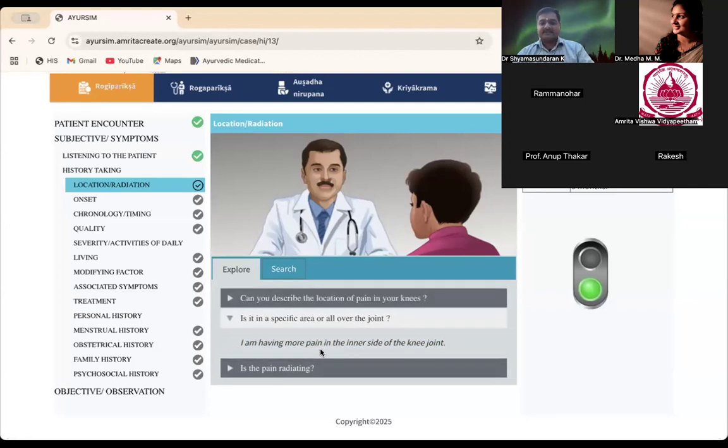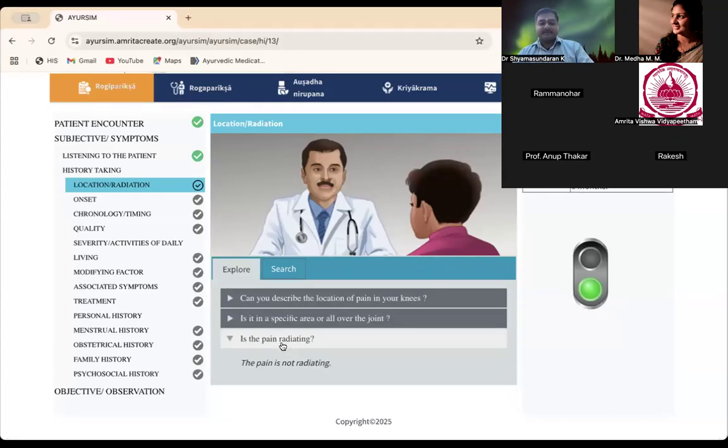And then the next question is, is it in a specific area or all over the joint? So I am having more pain in the inner side of the knee joint. Then the question is, is the pain radiating? So the learning is, if the questions are all relevant, then you will get a green signal, which means you're asking a right question.